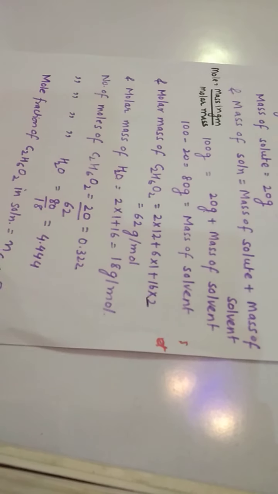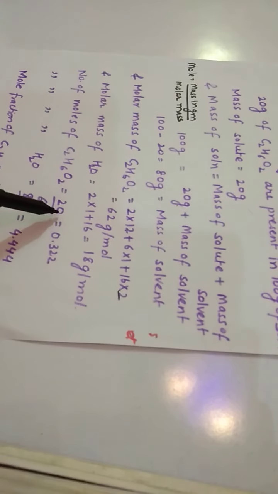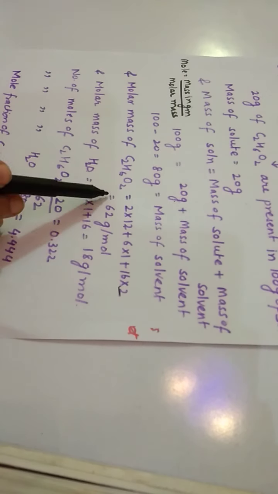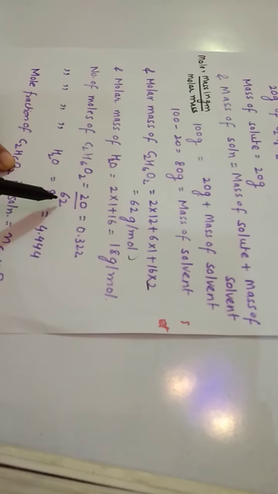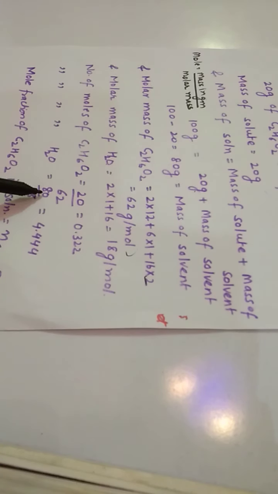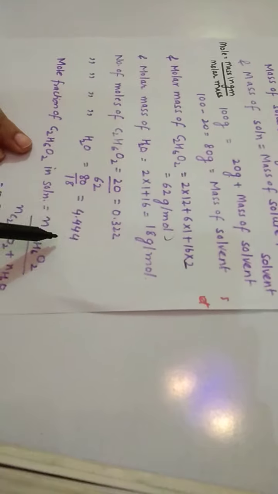So what do you need to find? The number of moles. Number of moles of ethylene glycol is mass in gram, which is 20 gram of ethylene glycol, divided by molar mass of ethylene glycol, which is 62. So it came out to be 0.322. In the same way, number of moles of water is equal to mass in gram of water divided by molar mass of water. Mass in gram of water is 80 gram and molar mass of water is 18 gram. On putting the values, we got the number of moles of water equal to 4.444.